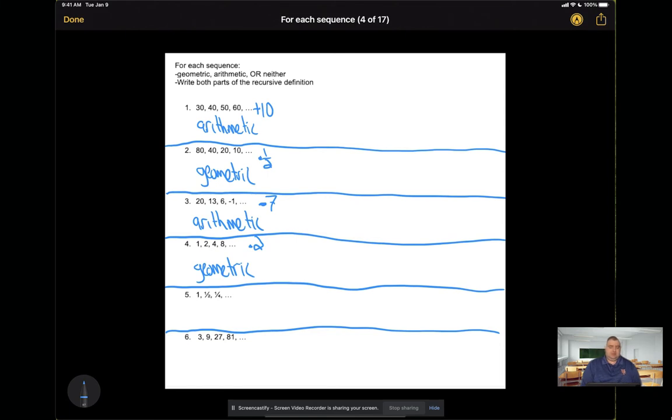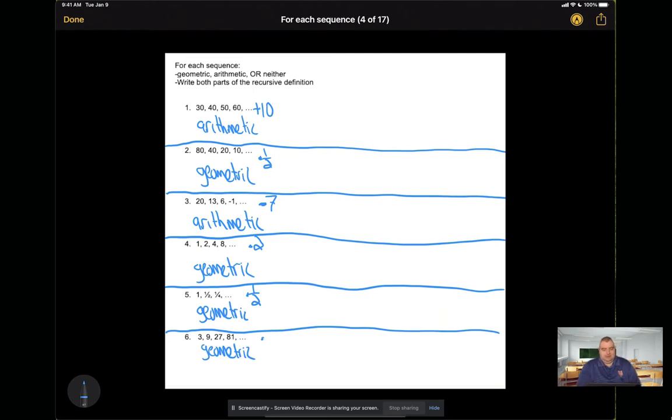Number 5 is a little tricky, but this is also going to be a geometric sequence again, because we are actually halving each time. Half of 1 is 1/2. Half of 1/2 is 1/4. So we're dividing by 2 or multiplying by a half again each time. And then the last one is also going to be a geometric sequence because we're tripling each time, right? 3 times 3 is 9. 9 times 3 is 27. 27 times 3 is 81, so on and so forth.